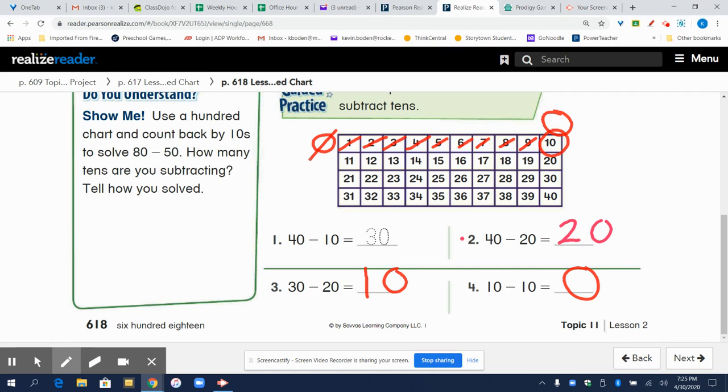10 minus 10 equals 0. And if you're still a little bit confused, I'm going to show you another way to do it. Let's do, I have 10. Now take away 10. How many do we have left? None, or 0. See you on the next page for question number 5.